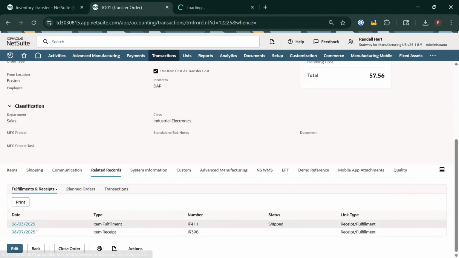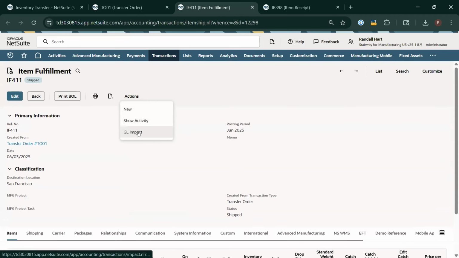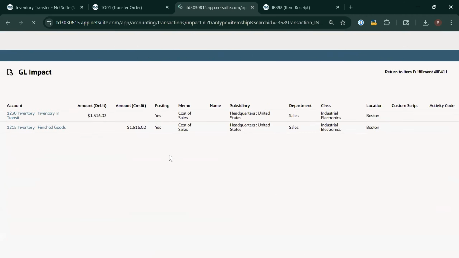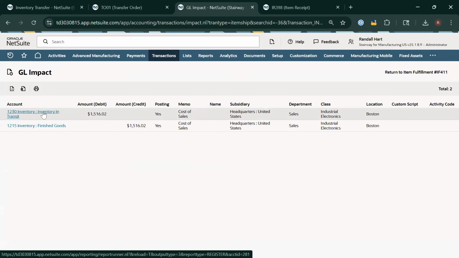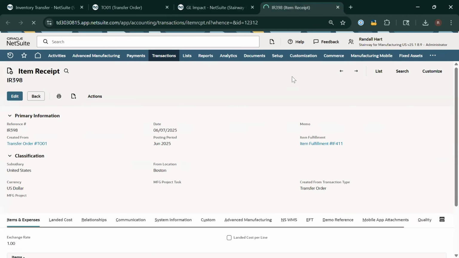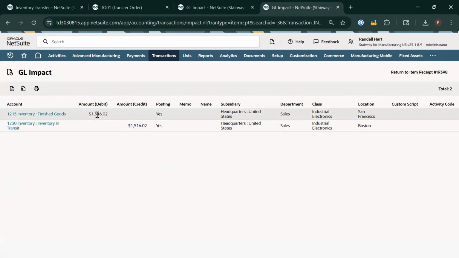But if I look at a fulfillment and receipt, because the transfer order allows me to do, I'm fulfilling it, which is when I basically put it on the truck from Boston. And when I receive it in San Francisco, that's when it counts in inventory. So the fulfillment will take it out of inventory. And if we look at the GL impact, we will see it goes from the inventory finished good asset account to the inventory in transit account. And then when we receive it, it goes from our inventory in transit to our finished good.